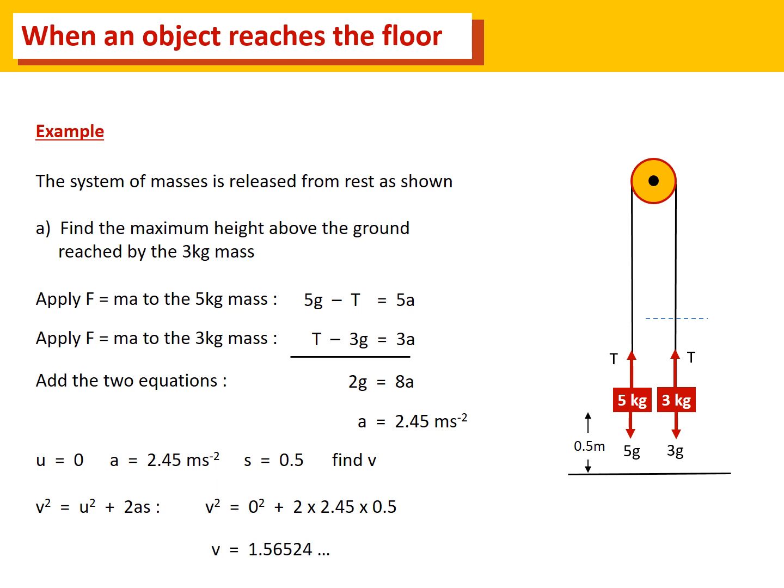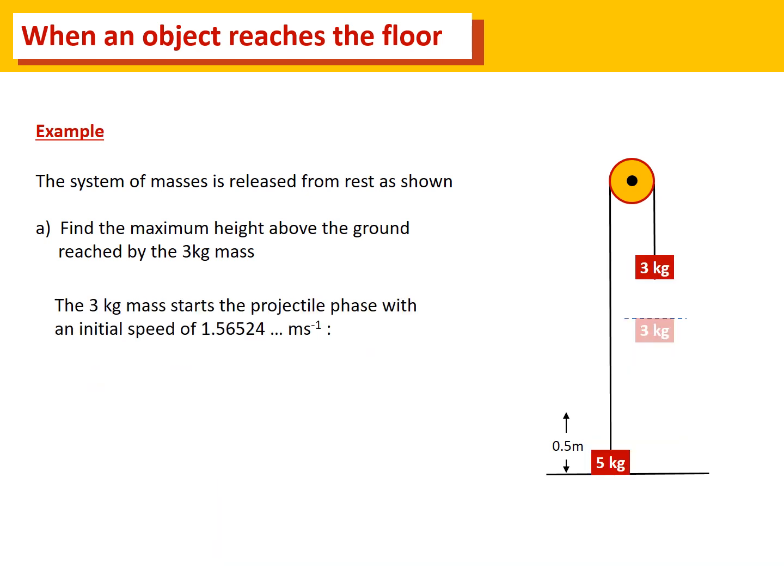Substituting our values in, that is 1.56524, etc. That's the speed with which the 5 kilogram mass hits the surface, but it is also the speed that the 3 kilogram mass has at the point when the 5 kilogram mass has reached the surface. Now we're in business. The 3 kilogram mass has a velocity now of 1.56524 meters per second, and the string has gone slack, so it will be travelling freely as a projectile. So that's its initial speed. The acceleration is negative 9.8. Remember, there's no acceleration in the system anymore. The string has gone slack.